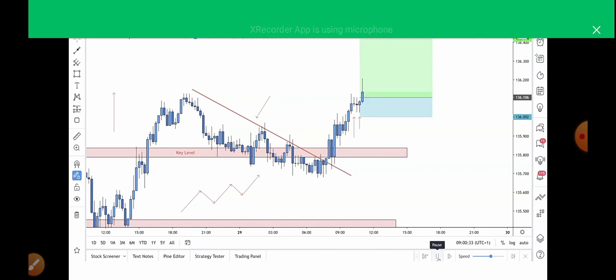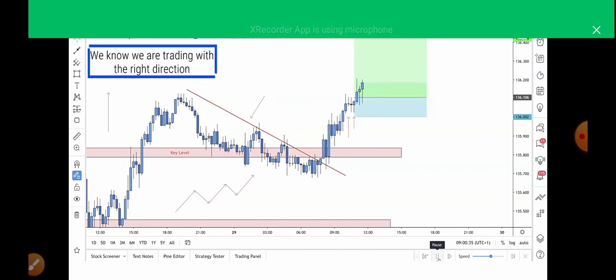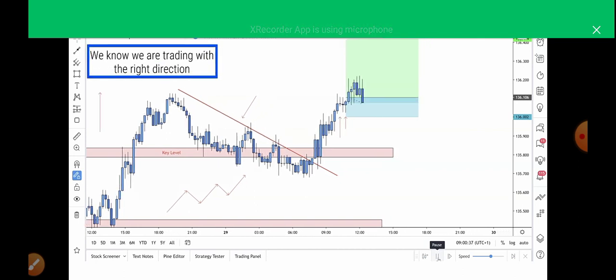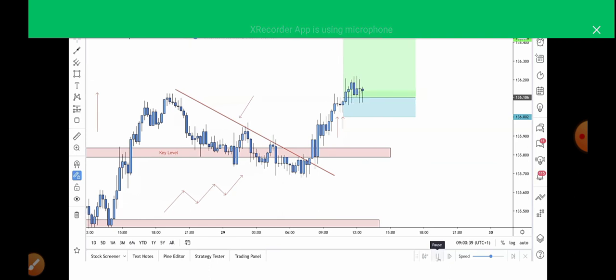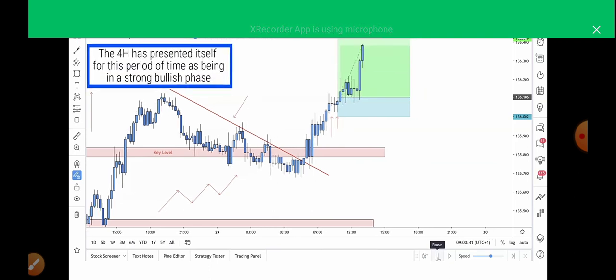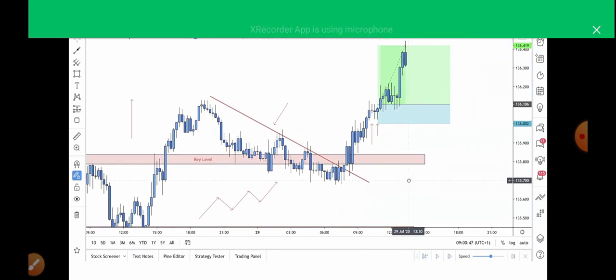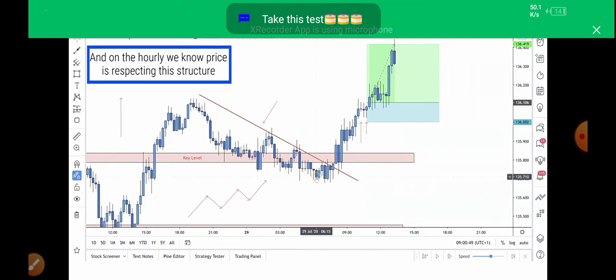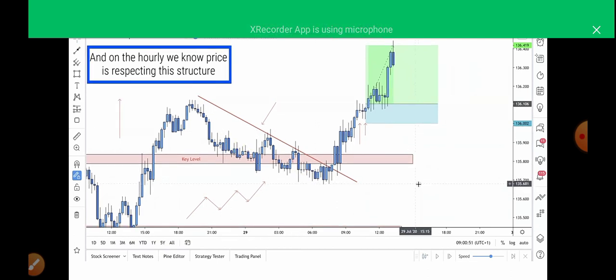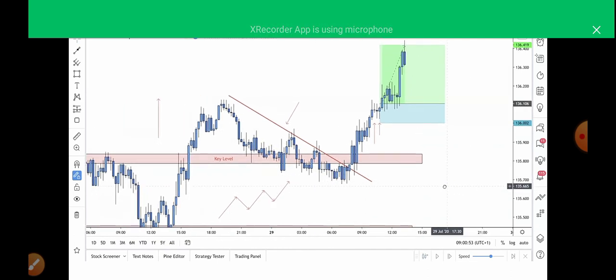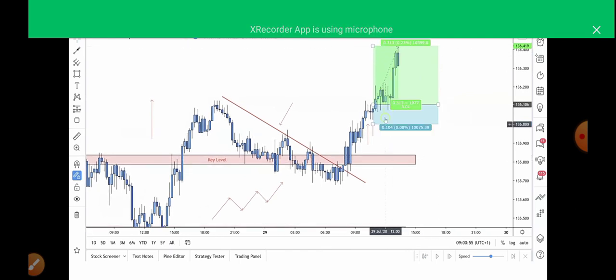Now, the thing with this trade is that we know we're trading with the right direction because the trend is up. We also know that the 4H has presented itself for this period of time as being in a strong bullish phase. And on the hourly, we know prices respected this structure. Now, maybe I shouldn't have spoken through that so we could really get a good feel for this take profit. But look what's happened here.